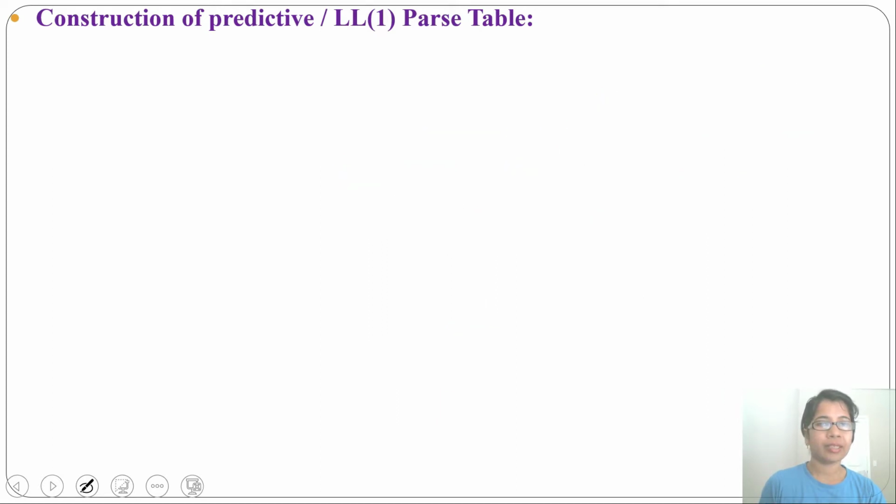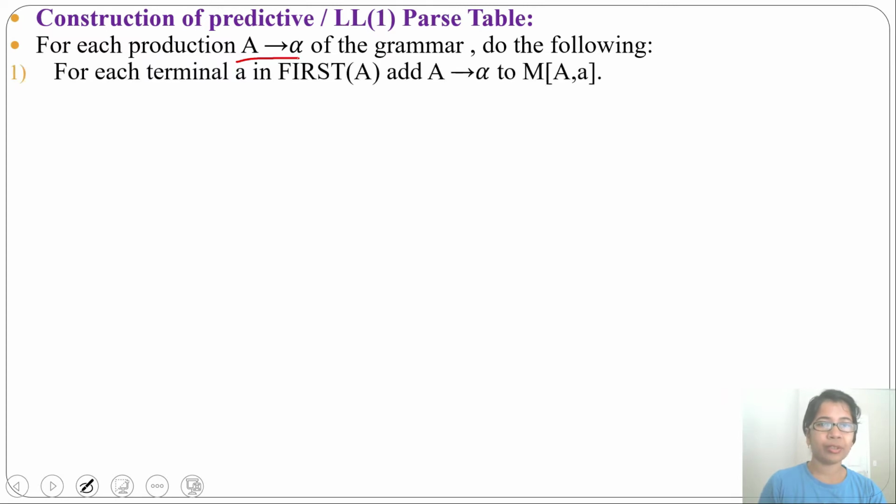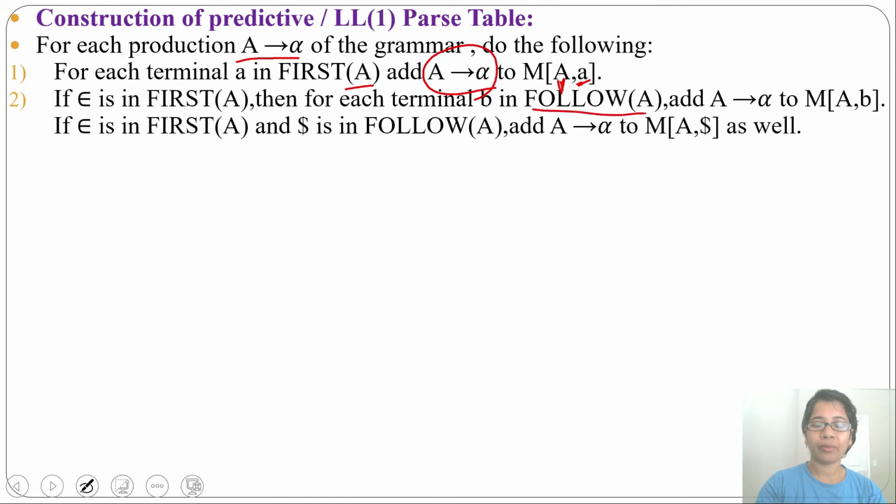First, understand the rules for constructing the LL1 parse table. If there is a production A derives alpha, first rule, you need to find first of A, then you need to keep this production A derives alpha in A row, A column. This is the variable, this is the terminal. And if first of A contains epsilon, then you need to find follow of A, and you need to keep this production in A row, B column. B is the follow of A. Or if follow of A contains dollar, then you need to keep that production in A row and dollar column.